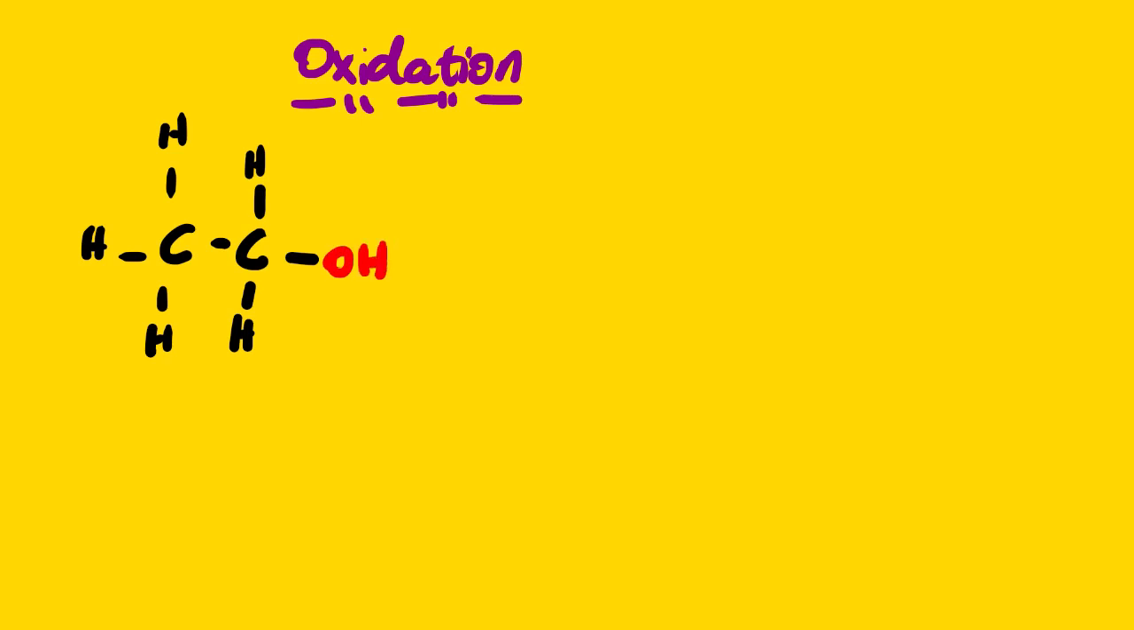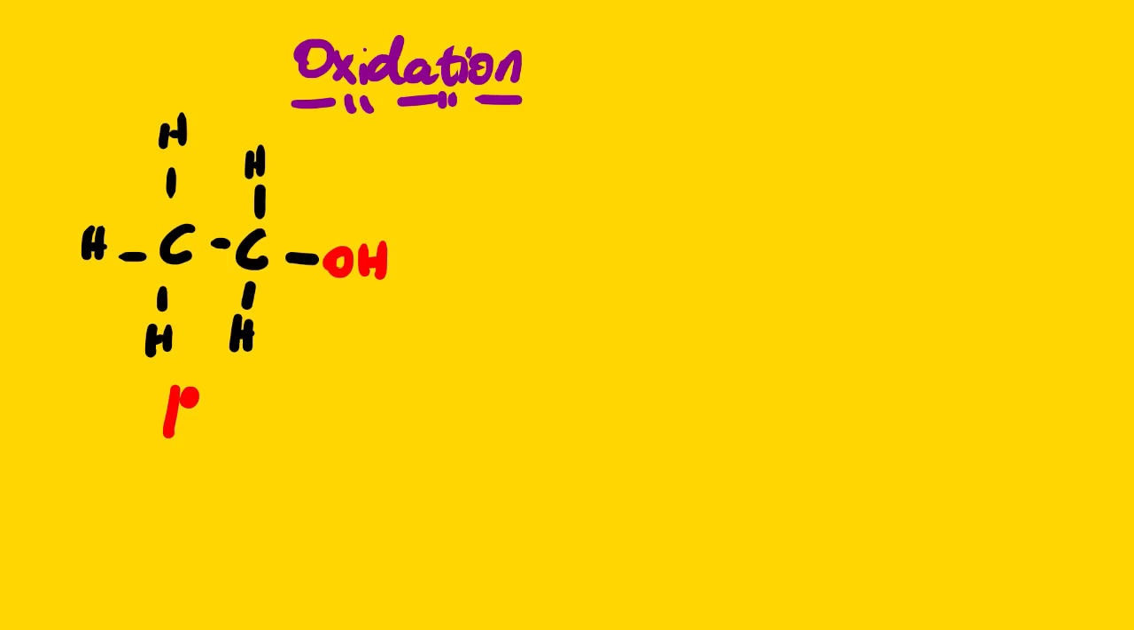Now, looking at a primary alcohol, we are looking at a compound whereby the hydroxy group is directly attached to a carbon or carbonyl carbon, which is also bonded to one other carbon, meaning that if we have our hydroxy group here, this is the carbon which is bonded to the hydroxy group. It's also bonded to only one other carbon. So this will be our primary alcohol.